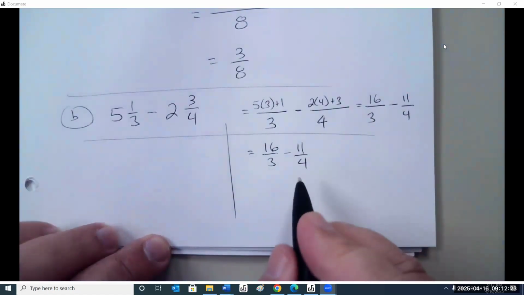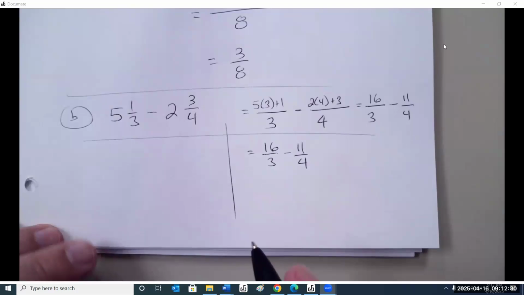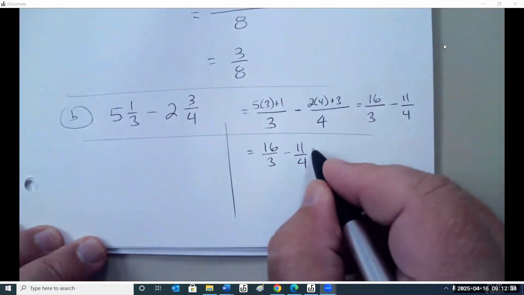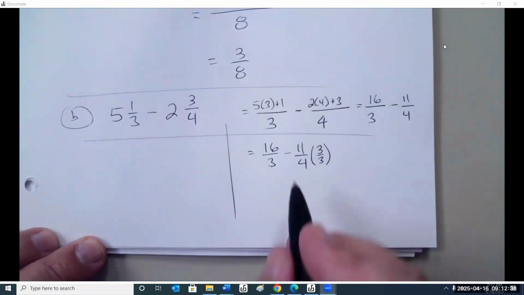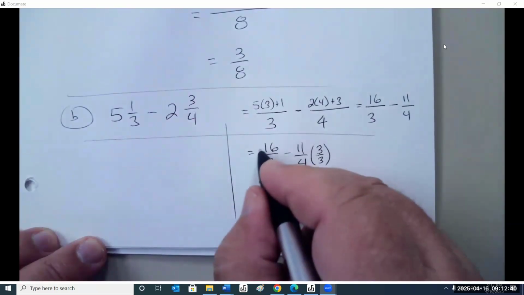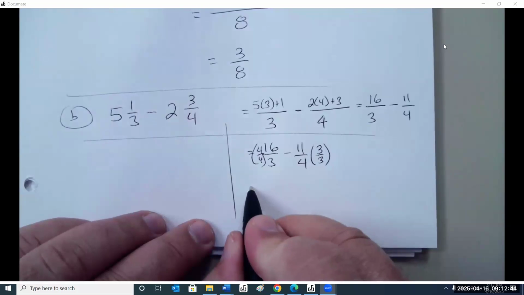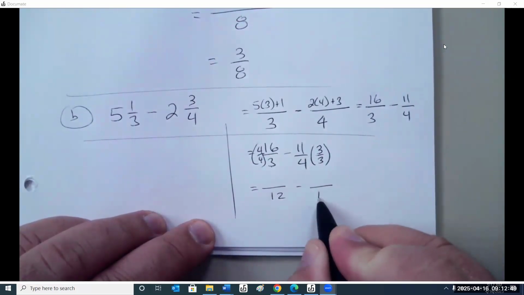So in order to do this, what do we need? Common denominators. This one has a 3. This one needs a 3. So I put 3 over 3. This one has a 4. This one needs a 4. So I put 4 over 4. And the bottom number is 12.